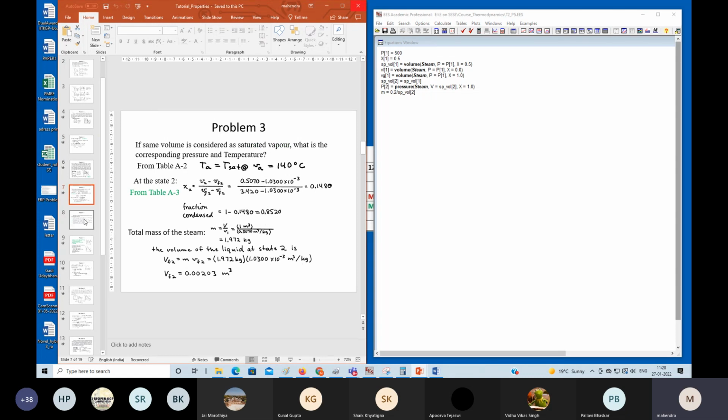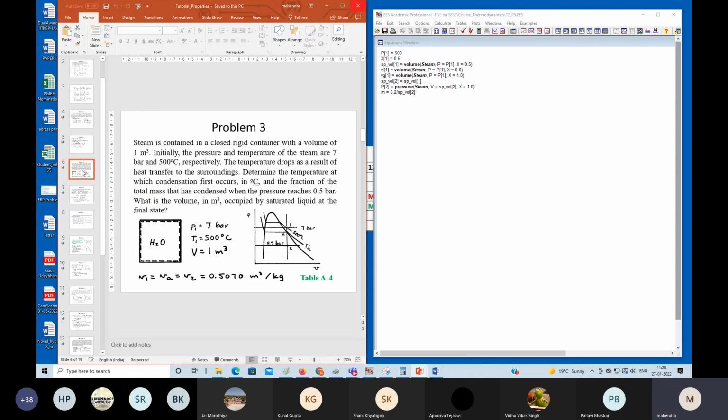Now problem number 3. What was problem number 3? This is problem number 3. State 1 is superheated steam, at 7 bar and 500 degrees centigrade. Then in between there is one point, which we called A.